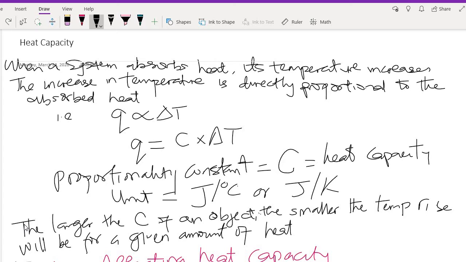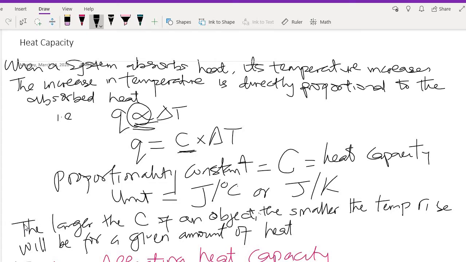When a system absorbs heat, its temperature increases. The increase in temperature is directly proportional to the absorbed heat. And when we remove this proportionality, we replace it with equal. Our Q, which is heat, is going to be equal to C times change in temperature. In this case, our C is the proportionality constant and it represents heat capacity.